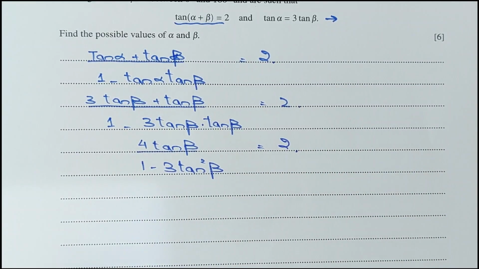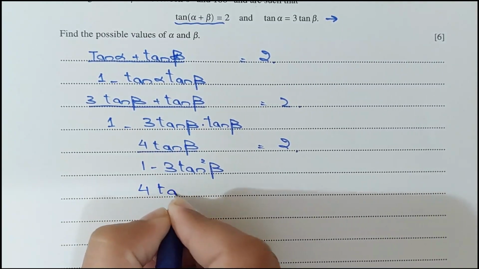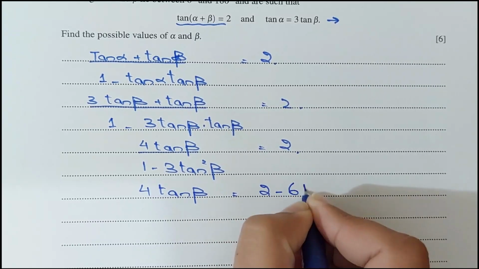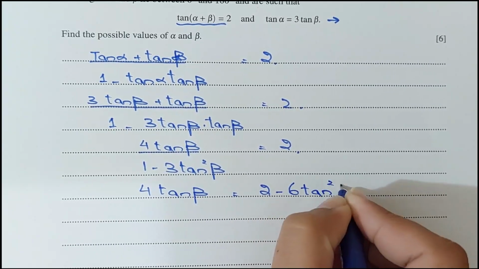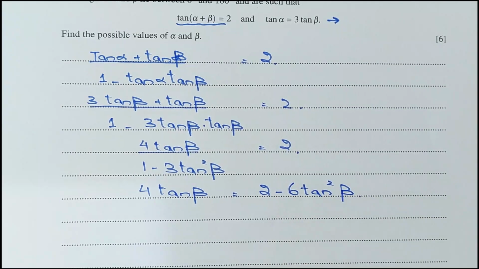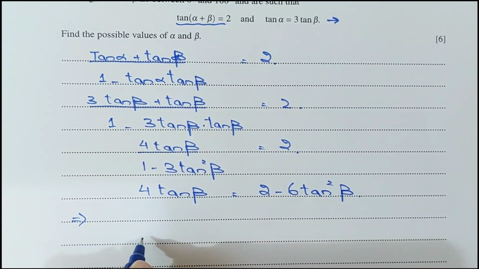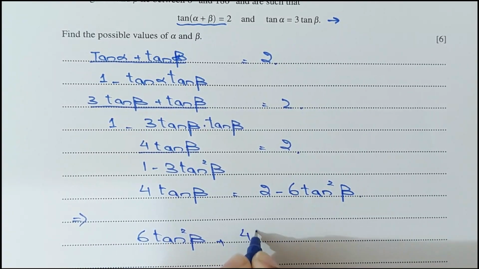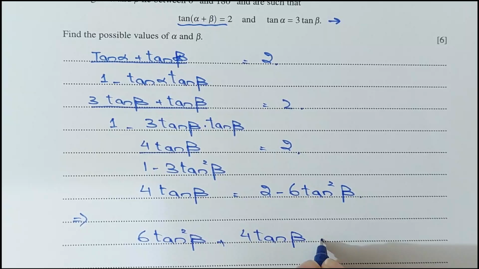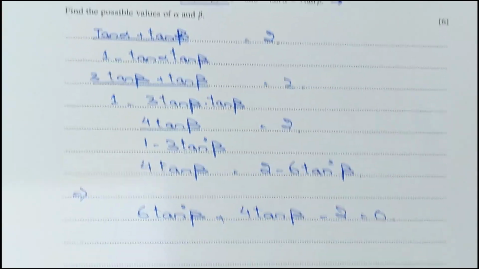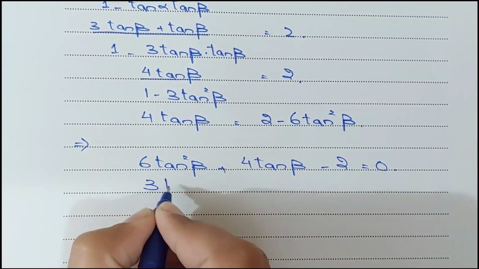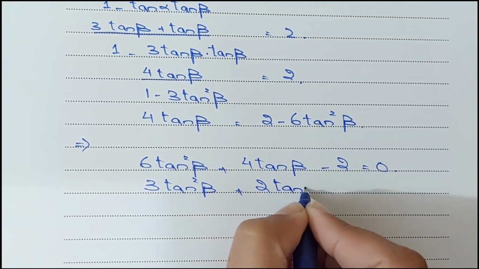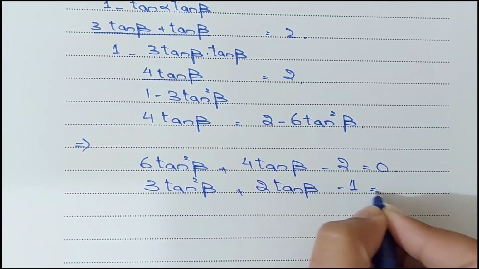Right, now let's do the cross multiplication. 4 tan beta equals 2 times 1 is 2, 2 times 3 is 6 tan square beta. Right? Shifting all the terms to the left side, we have a quadratic equation in tangent, 6 tan square beta plus 4 tan beta minus 2 equals 0. Right? Dividing by 2, we have 3 tan square beta plus 2 tan beta minus 1 equals 0.